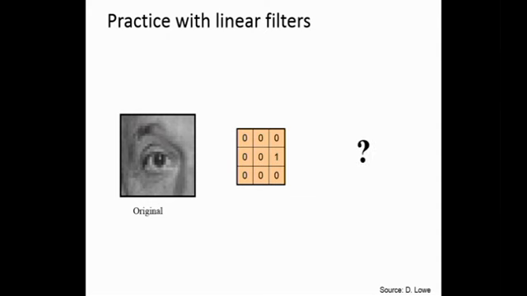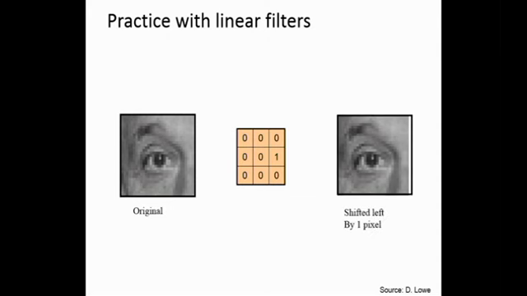What will this one do? This one's a little bit trickier. Yes, so it will shift to the left, right? The left versus right is a little bit tricky. It's to the left because every pixel will be replaced by its neighbor on the right. So everybody moves to their left one space.